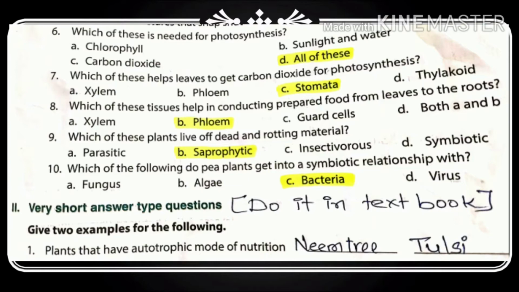Then ninth is, which of these plants live off dead and rotting materials?